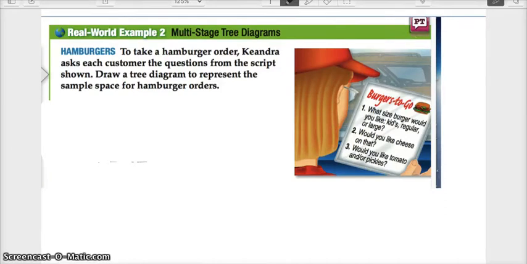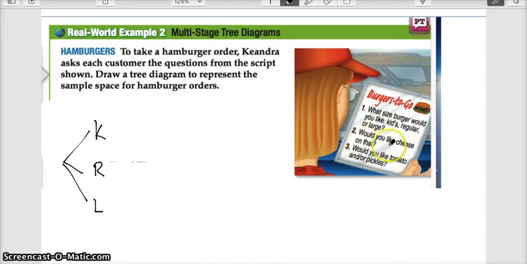And we're going to use a tree diagram to represent this problem. So hamburgers, we've got Keandra, and she asks each customer the question from the script shown. And we're going to draw a tree diagram to represent that. Okay, what size burger would you like? Kids, regular, or large? So when you pull up, you've got three choices, right? You've got kids, you've got a regular, or a large, right? So you make that decision.